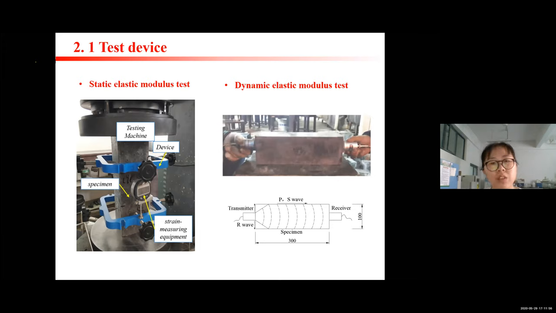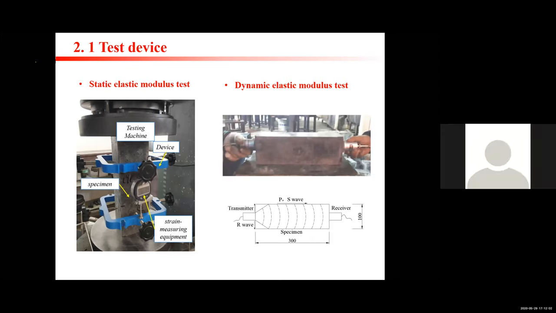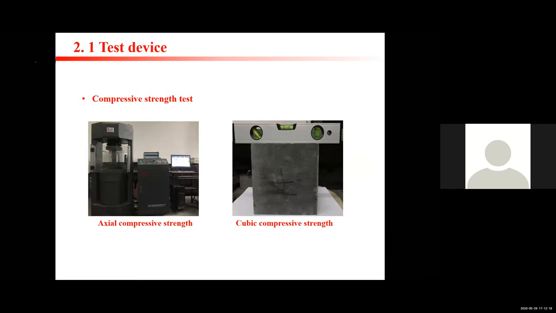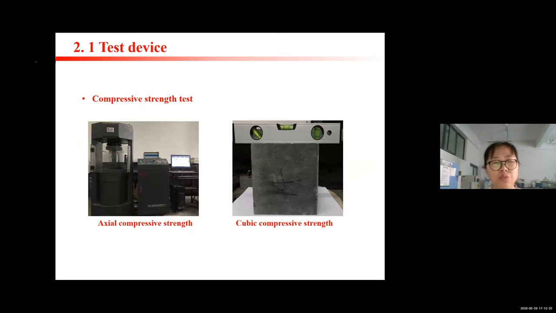The experimental device in this study is shown in this figure. We can see the universal testing machine is used to measure the strain to obtain the static elastic modulus, and the dynamic elastic modulus is tested by an ultrasonic detector. And the compressive strength includes the axial compressive strength and the cubic compressive strength.